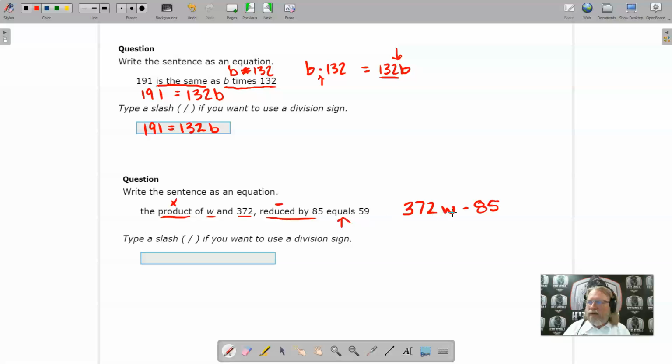And then equals, so that word is for our equal sign. And then we have the 59. So we'll tack that 59 on there. So whenever we get done here, we have 372W minus 85 equals 59. And of course, if we were to work this out, remember, order of operations says that we have to first do the multiplication before the addition or the subtraction. So we don't really need any parentheses around this 372W, showing that we're going to find the product of 372 and W first before we take away 85. So due to order of operations, there's no need for the parentheses.